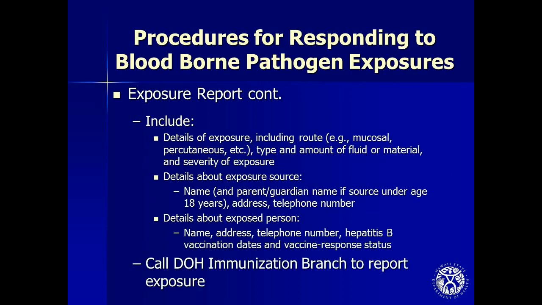Include details of the exposure, describing the route, for example, mucosal, percutaneous, etc., type and amount of fluid or material, and the severity of exposure. Provide details about the exposure source, including the name and parent and guardian's name if the source is under 18 years of age, address and telephone number. List the exposed person's name, address, telephone number, hepatitis B vaccination dates, and vaccine response status. Call the DOH immunization branch to report the exposure.